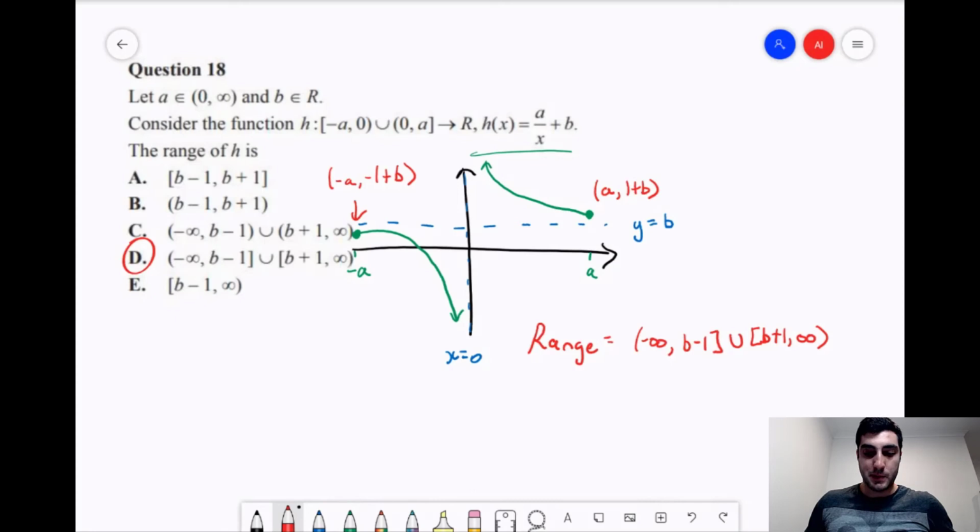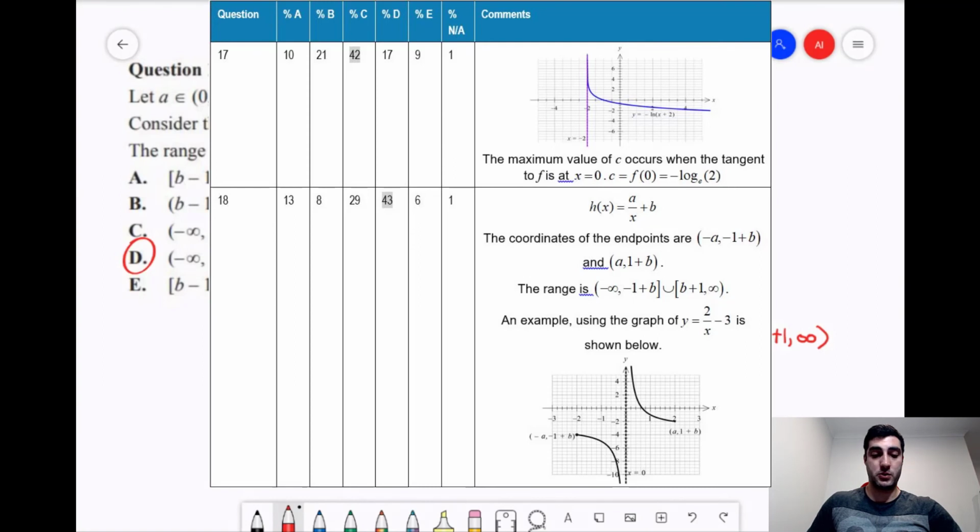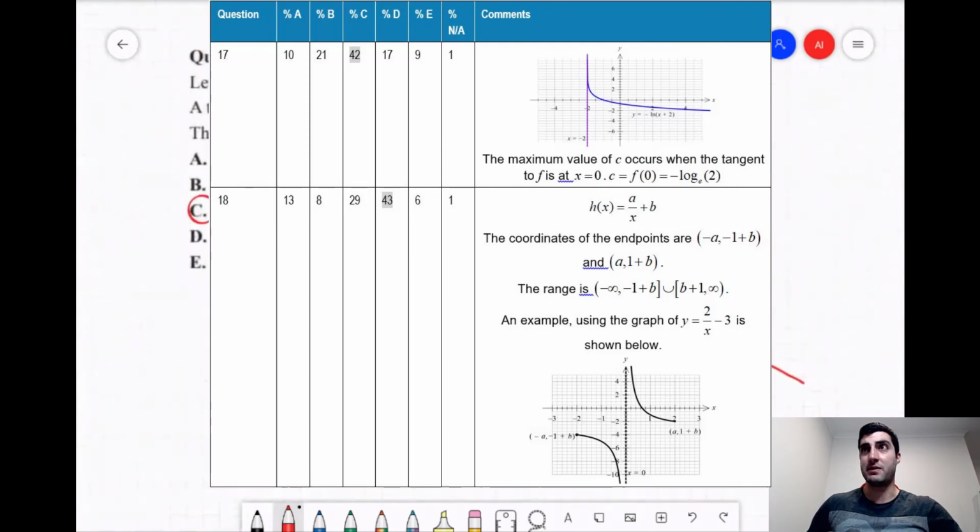So not too bad, especially when you've got a visual representation to look at. Subbing in these two endpoints, then we can work out the corresponding component of that coordinate, the y value, and then from there the range is relatively straightforward. Looking at the examiner's report, so we'll jump back to question 17.